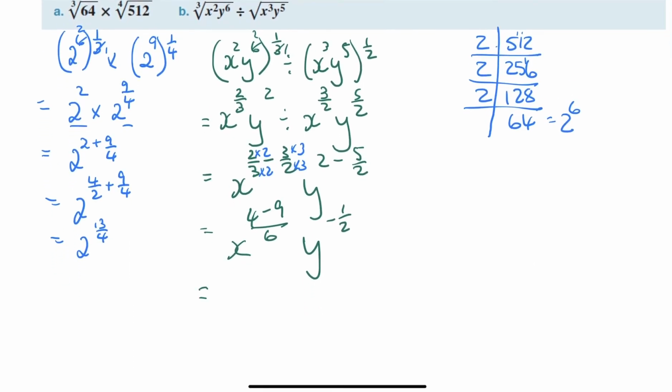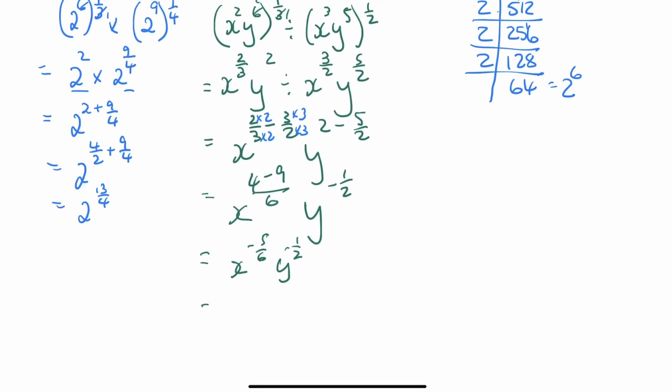That is the same as x to the power minus 5 over 6, y to the power negative a half. I'm going to rewrite this as 1 over x to the power 5 over 6, y to the power a half.